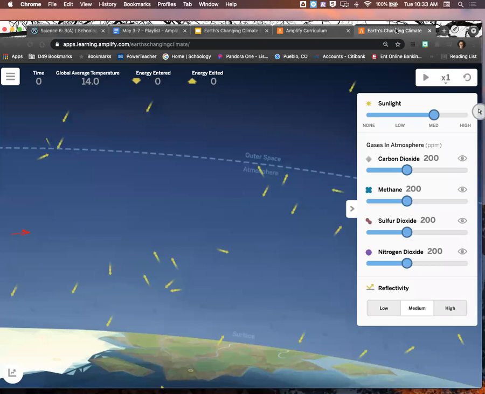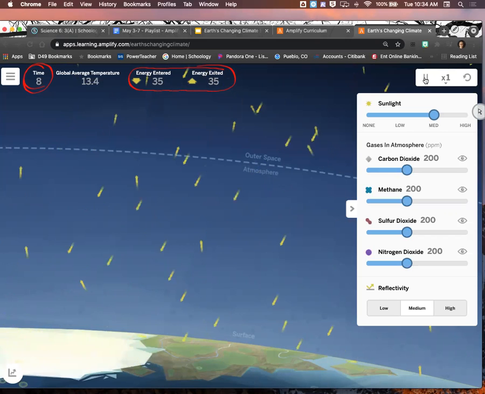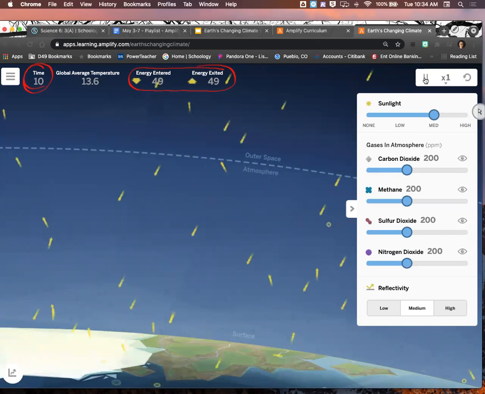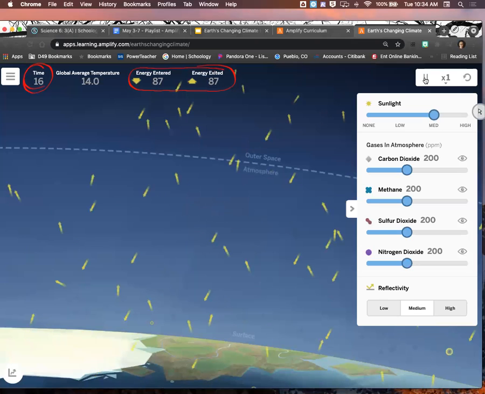Now, no changes made. We run till the timer is 40. And then we compare these two numbers. And that's me having drawn that 15 seconds ago. Okay, so now we have things happening. You can see that the energy entered and the energy exited is staying the same, and that's really nice. Oh, every now and then it switches slightly.